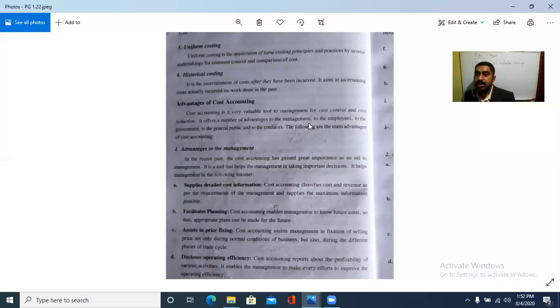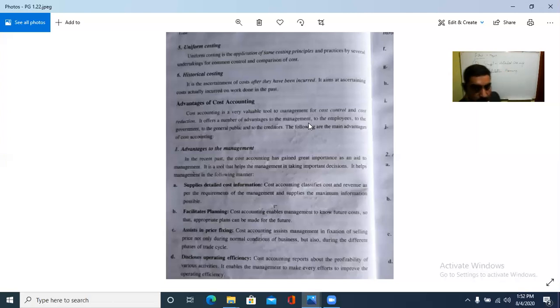All this is based on the detailed cost information provided to the management. So thereby the costing system supplies valuable information to the management. That is the first point. Second is facilitates planning.